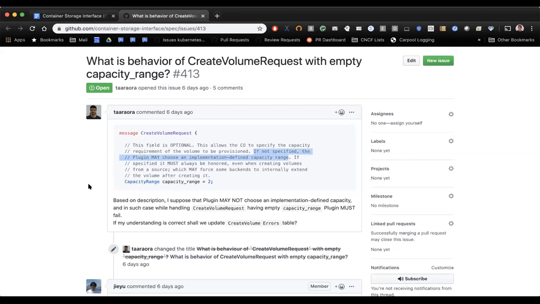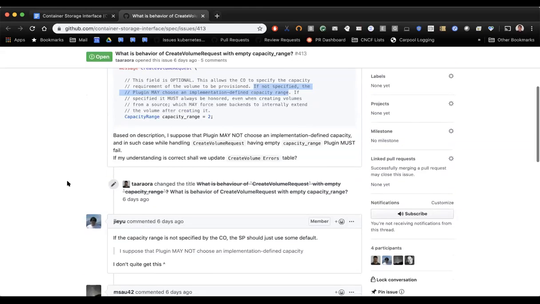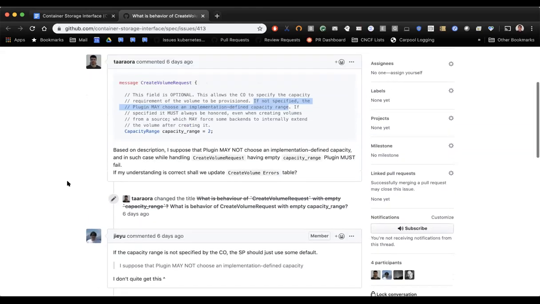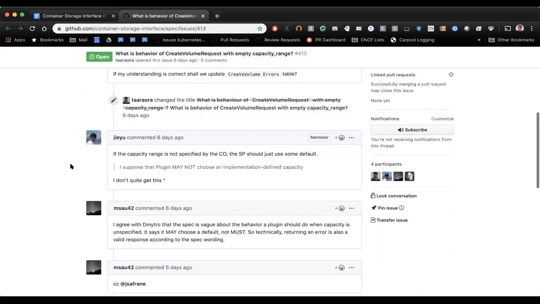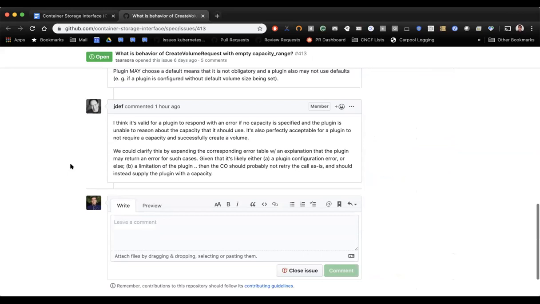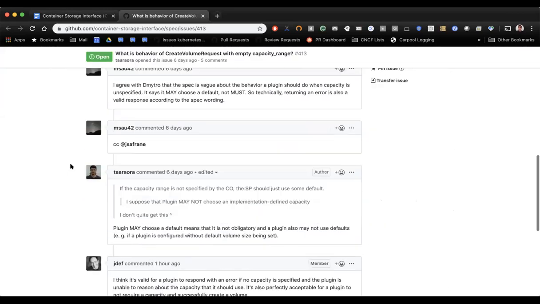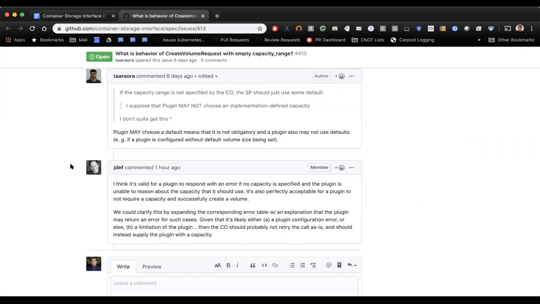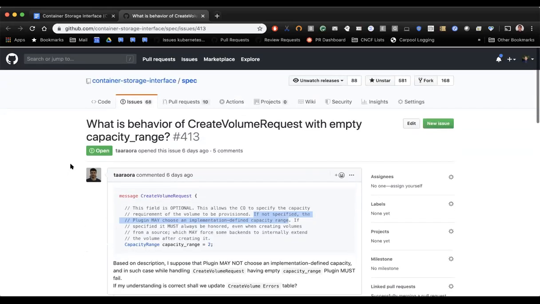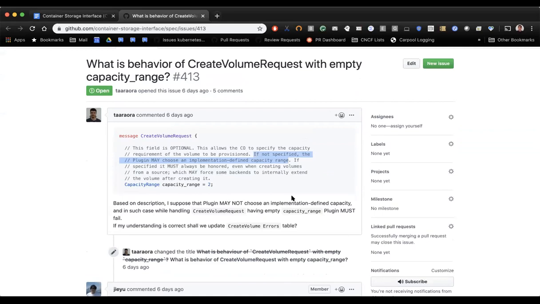Yeah, I guess his question is, if it's an error, what the error code will be. That's my understanding. In this case, does he want to return an error? He wants to clarify what is allowed. Like, is the plugin allowed to return an error if it doesn't want a default? That would matter if you were doing a conformance test or something. Yes, he's writing a conformance test.